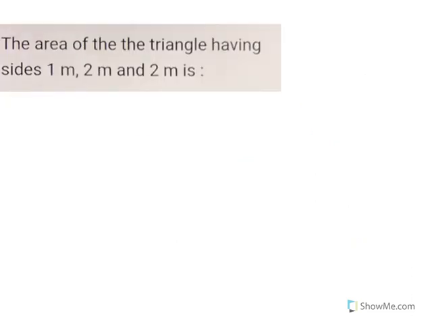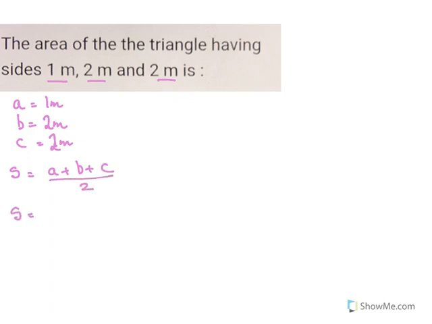The area of a triangle having sides 1 meter, 2 meter, 2 meter. So here your A is 1 meter, B is 2 meter, and C again 2 meter. So the first step is to find the semi-perimeter. A plus B plus C divided by 2. So it is 1 plus 2 plus 2 divided by 2. So the S now is 5 by 2.